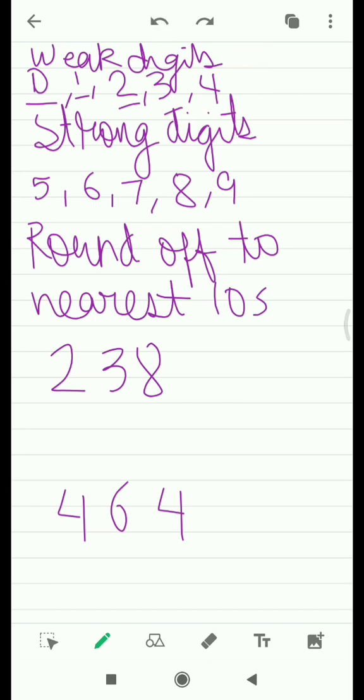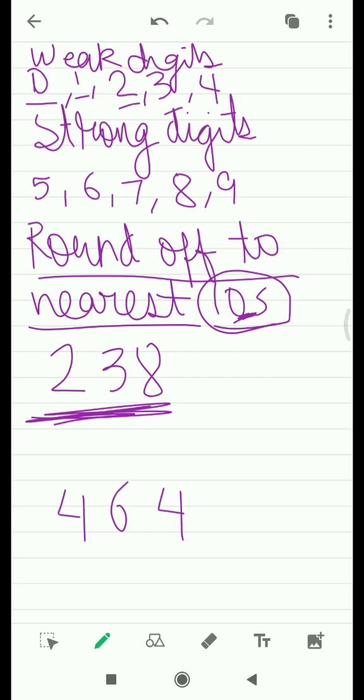Okay, moving to our question. It is round off to nearest tenth. Can you see how many zeros are there in tenth? There is only 1 zero. So here is a number given, this one. We have to round off this number to nearest tenth.